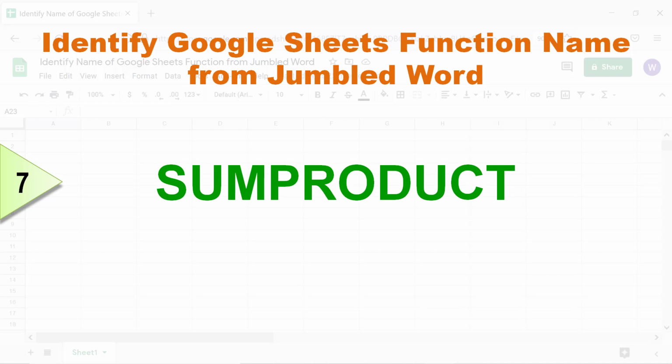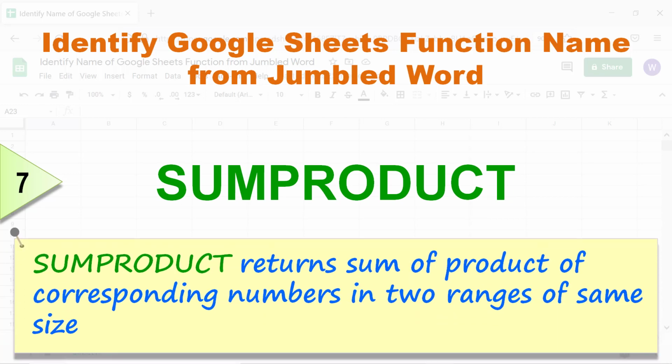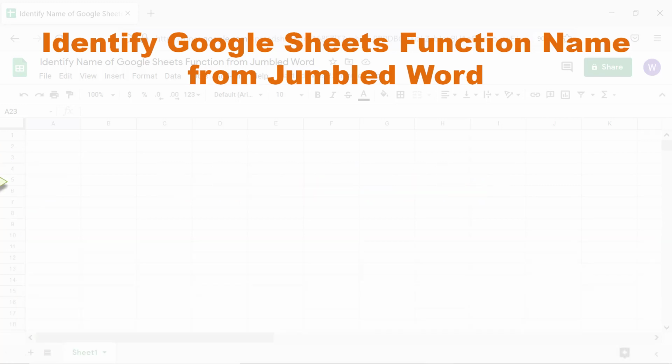Sum product. Sum product returns sum of product of corresponding numbers, in two ranges, of same size. Eighth jumbled function name.